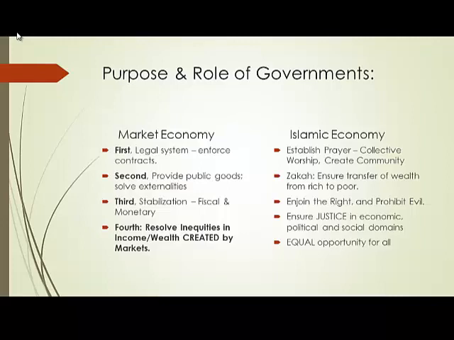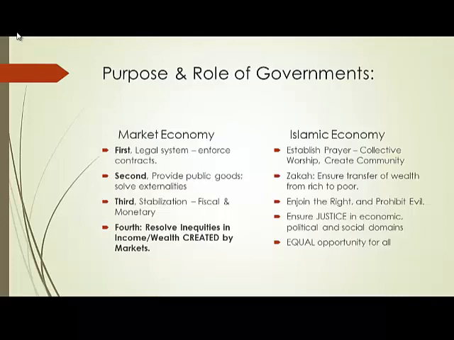The topic of this chapter is that the market system creates a lot of inequality. It makes the wealthy wealthier and the poor poorer, and so one of the roles of the government is to try to smooth this out and try to create equity.